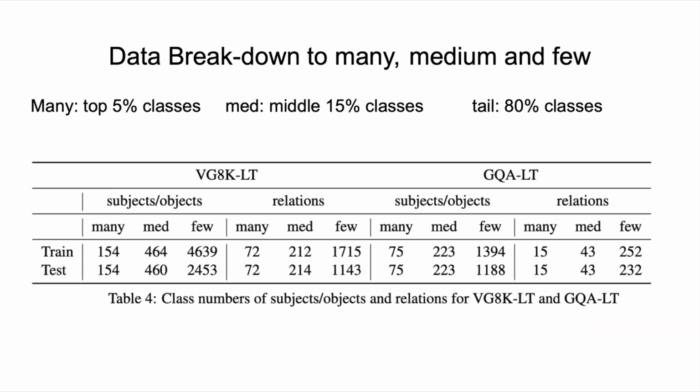In order to better study and analyze the long-tail performance, we break down the data into many, medium, and few. For many, we selected the top 5 most frequent classes. For medium, we selected the middle 15 frequent classes, and for few, it is the other 80% infrequent classes. Then we ask the AI model to predict, and we measure the performance for each category.